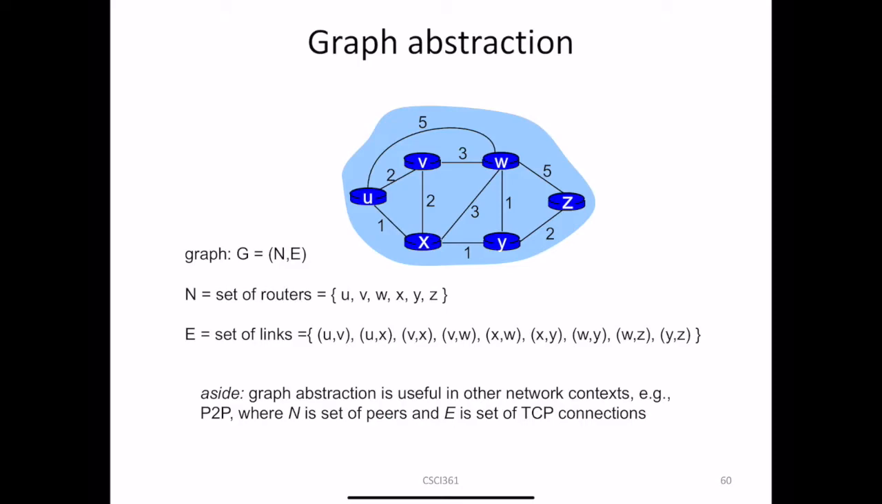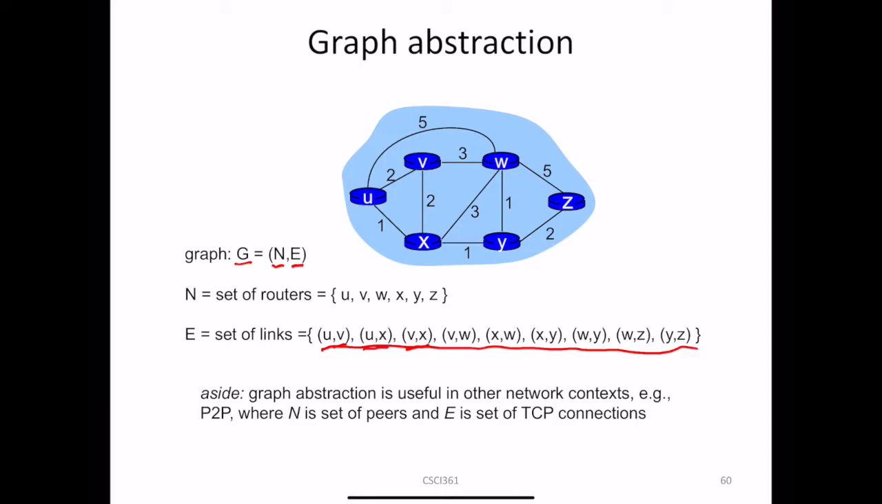Since we are dealing with routing algorithms, usually we analyze the routing algorithm based on a graph data structure. For example, this graph G includes two sets, N and E. N is a set of routers, for example here U, V, W, X, Y, and Z. Each one represents a router. And E is a set of links, for example UV, UX, VX, etc. All these pairs represent a link between two routers, and each link is a direct connected link between two routers.